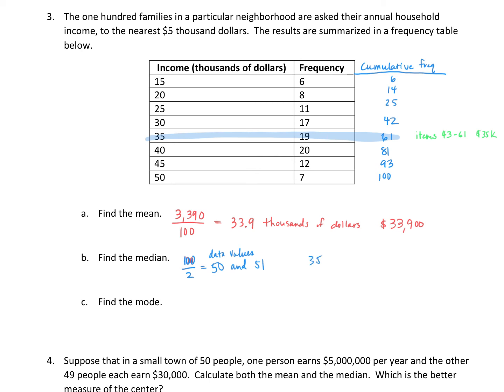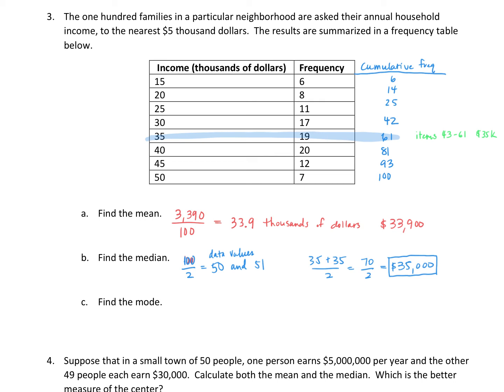So 35 plus 35 divided by 2, that's going to be 70 divided by 2, which is going to be 35. Now, it should be no surprise if you're adding the same thing and dividing by 2, you're going to get what you had. So $35,000 is the median.